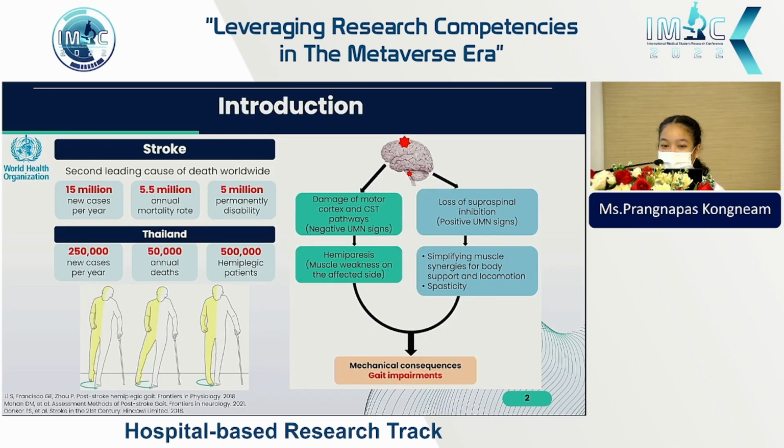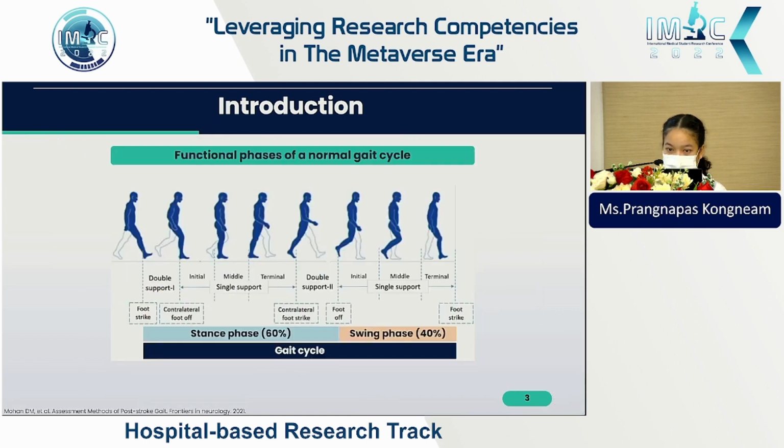Stroke is ranked as the leading cause of death worldwide. Like in Thailand, the new cases, mortality rate, and disability are still increasing every year, as post-stroke patients have an extremely high prevalence of walking dysfunction. The most common physical impairment after stroke is hemiplegia, or weakness on one side of the body. This picture shows the functional phases of a normal gait cycle, which consists of stance phase and swing phase.